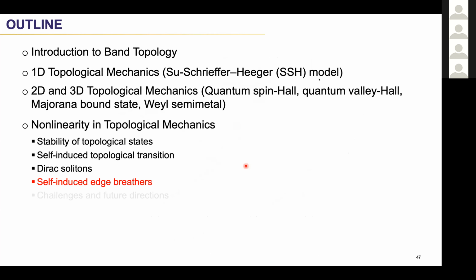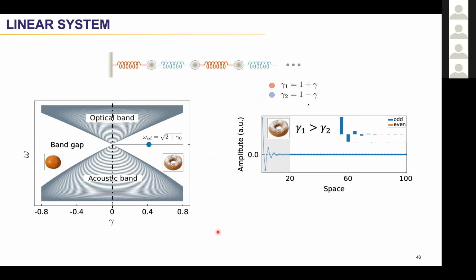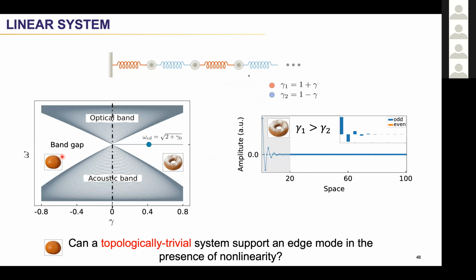And then the final aspect which we investigated: we have been talking about topologically trivial and non-trivial systems. What I have shown you till now is that an edge state exists for a non-trivial region. Now, is it possible that a trivial region can also have an edge state, using nonlinearity? This is the question we wanted to address. And the answer is yes.